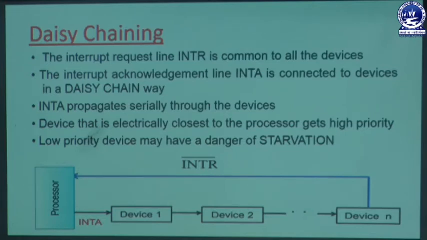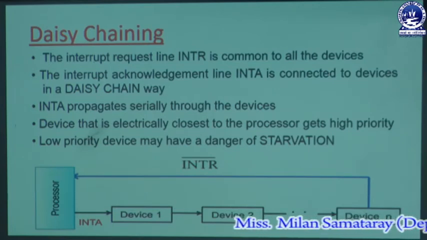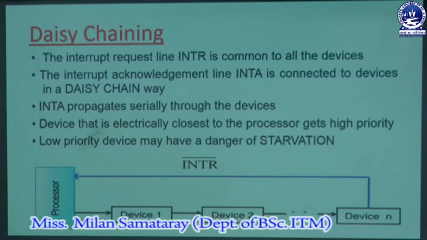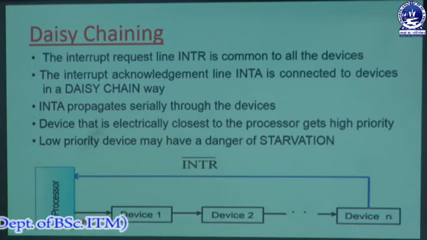So in this way, to get this interrupt acknowledgement signal, the last device, or the lowest priority device connected to the processor, has to wait for the longest period of time. That is called starvation. So that is the problem of daisy chaining. To overcome this, we implement another concept in daisy chaining, that is, by implementing priority in the daisy chaining method, you can somehow overcome the problem of starvation.